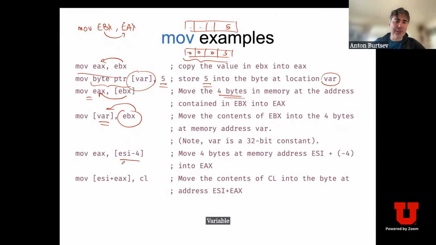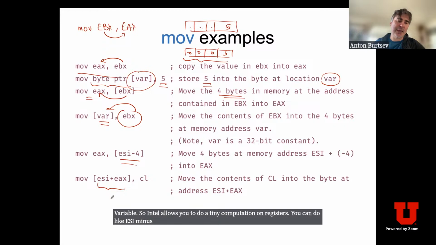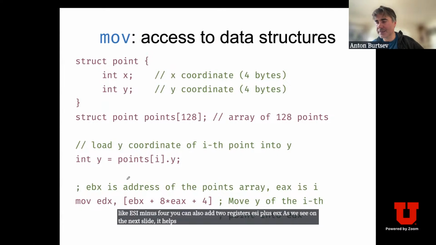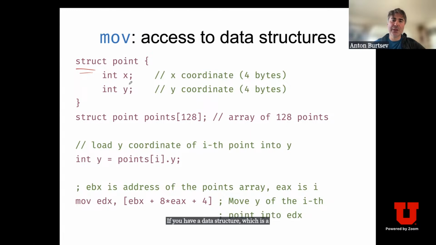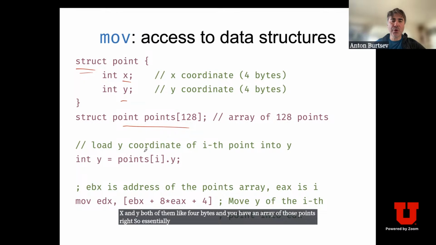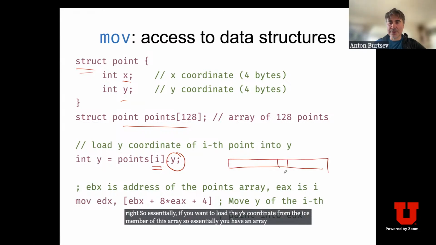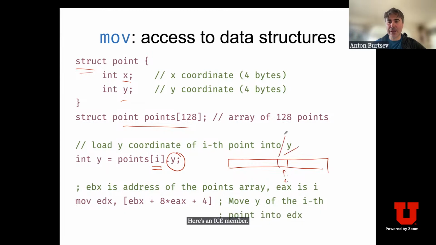Intel allows you to do a tiny computation on registers. You can do ESI - 4. You can also add 2 registers, ESI plus ESX, as we see on the next slide. It helps you to access data structures and stuff like that. For example, if you have a data structure, which is a point, which has two fields, X and Y, both of them 4 bytes, and you have an array of those points, right? If you want to load the Y coordinate from the I-th member of this array, you have an array, here's the I-th member. This guy will obviously have 2 fields, X and Y.